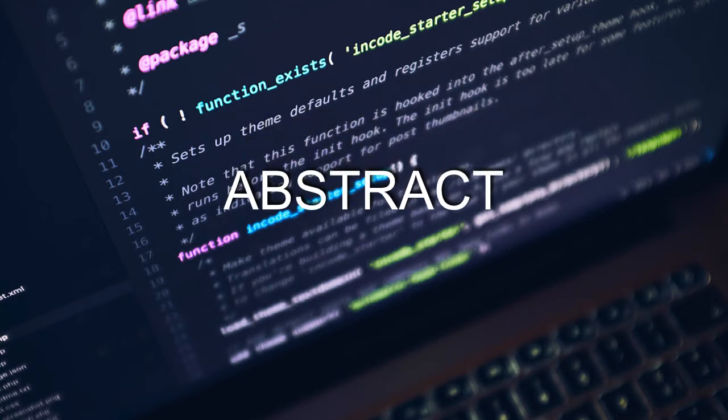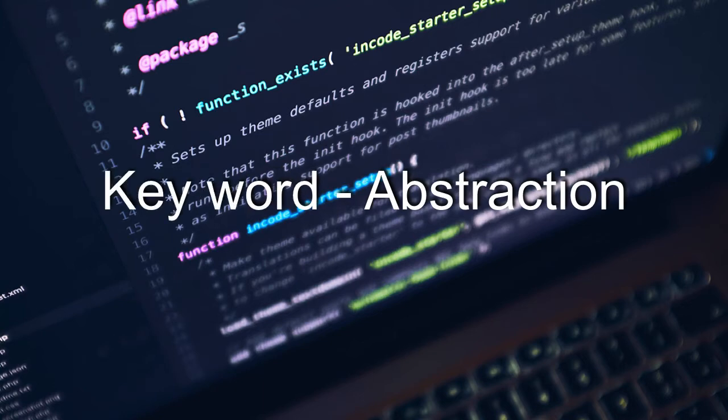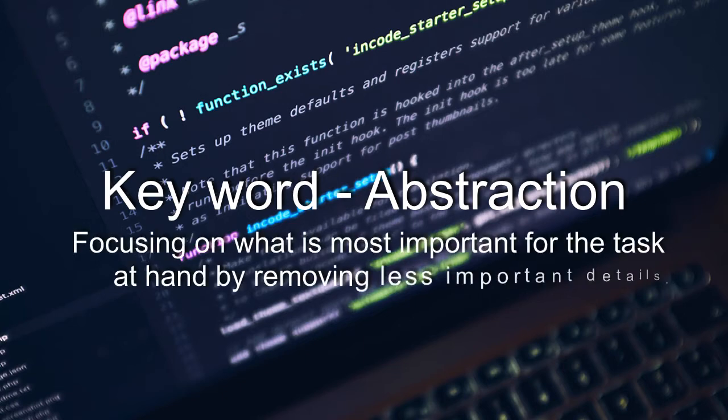And what does the word abstract mean? Abstract means thinking about ideas instead of events or details. And so abstraction is to make something abstract. And in computing terms, it's focusing on what is most important for the task at hand by removing less important details. That's a pretty complex idea, so let me show you an example that might help to make it easier to understand.